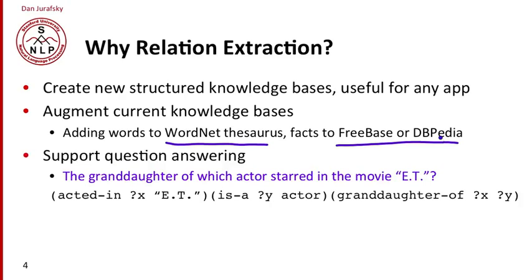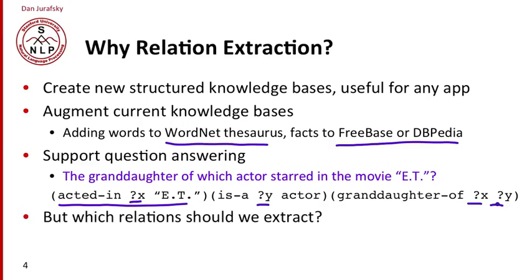These kinds of relations are quite useful, for example, in tasks like question answering. So imagine the following question that's modified from a question that was asked on the Jeopardy show. The granddaughter of which actor starred in the movie E.T.? In order to answer this question, we'd like to know that the relations in the question include acted in E.T., so we want to know who acted in E.T., and we have to know that someone is an actor and that someone is somebody else's granddaughter. So these kinds of relations will help both in understanding what's being asked in the question and then finding the answer in raw text.